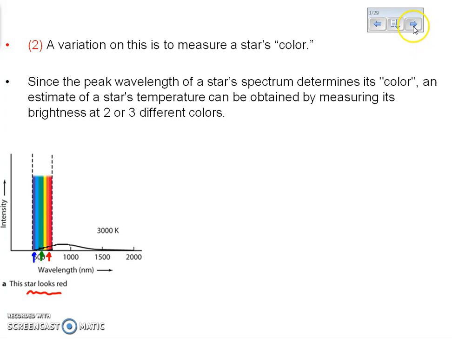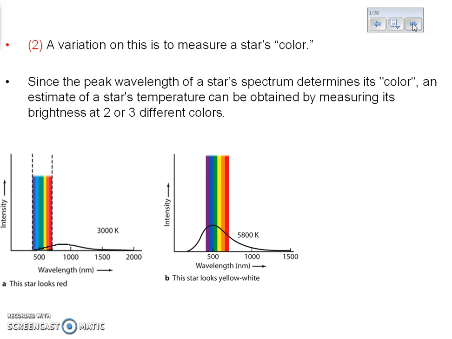If we had another star with a higher temperature, this one, for example, which is at 5,800 degrees, which is almost exactly the temperature of our sun, we could round it up to 6,000 if you wish.